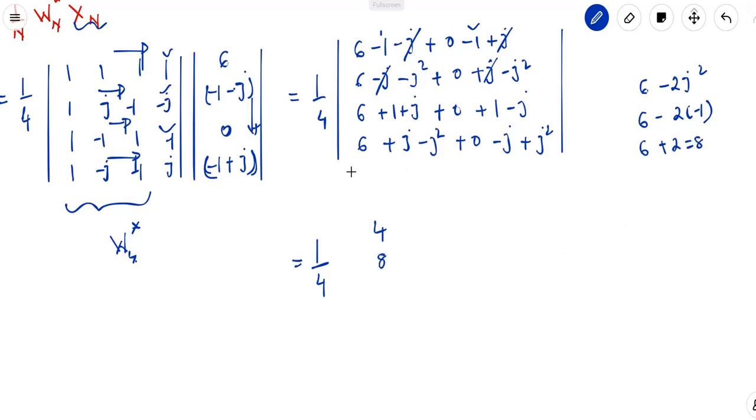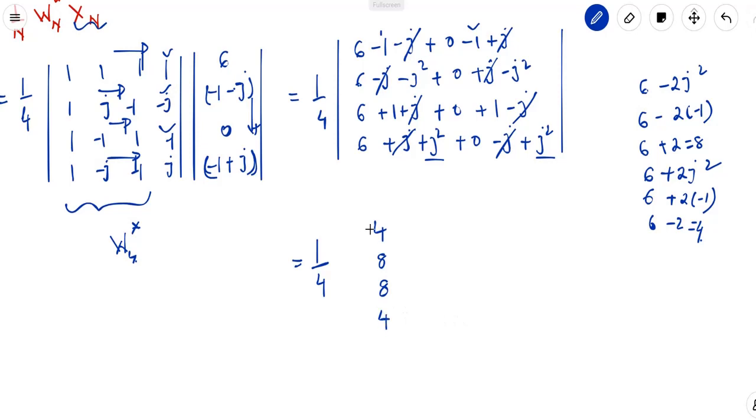So we'll go for the third value. This cancels, and this plus j and this minus j will get cancelled. So 6 plus 1 plus 1 becomes 8 here. Then the last value: minus j and plus j will get cancelled, plus j and minus j will get cancelled. So we'll get 6 plus 2j square, and j square is minus 1, so it is 6 minus 2, and you are going to get 4 here.